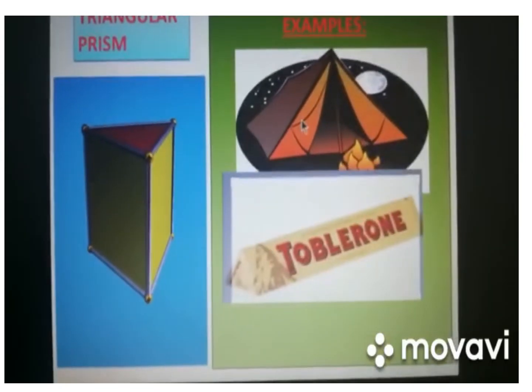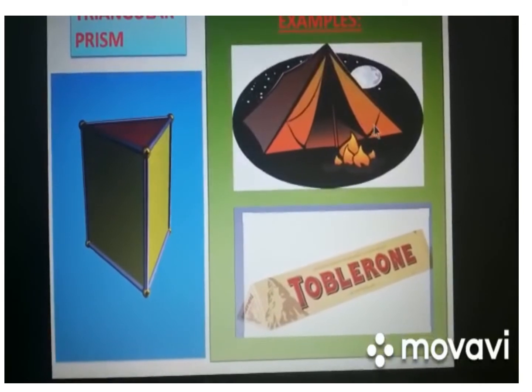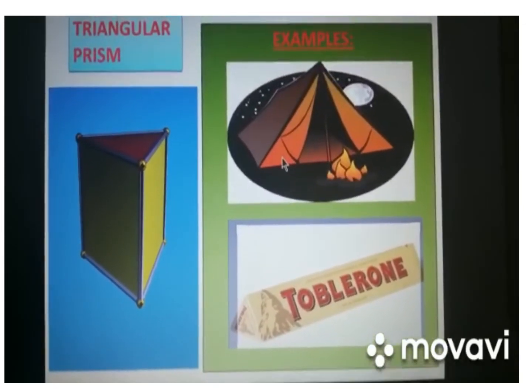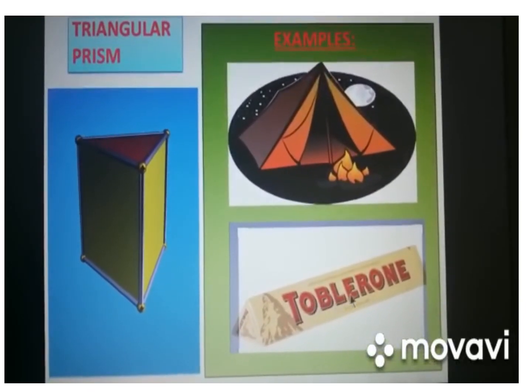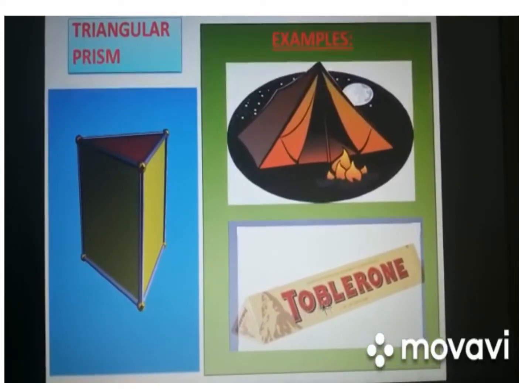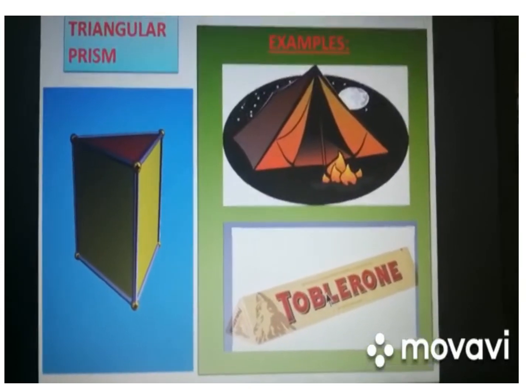Wow, this is a tent. In front of this tent, see, it's like a triangle, at the back also a triangle, and all the 3 sides are like a rectangle. This is a simple example of a triangular prism. Another one is chocolate. Do you like to eat chocolate? See, this chocolate is the same as a triangle at front and back, and the other 3 sides are the same as a rectangle.